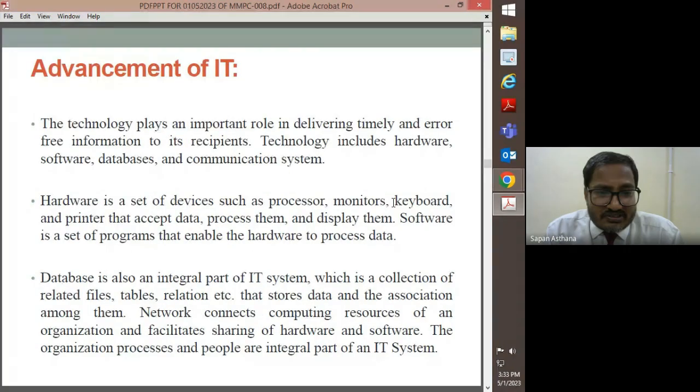Advancement of information technology: technology plays an important role in delivering timely and error-free information to its recipients. The technology includes hardware, software, databases, and the communication system. Suppose, my dear learners, I am teaching you by this desktop. If I ask you what is hardware, what will you reply?